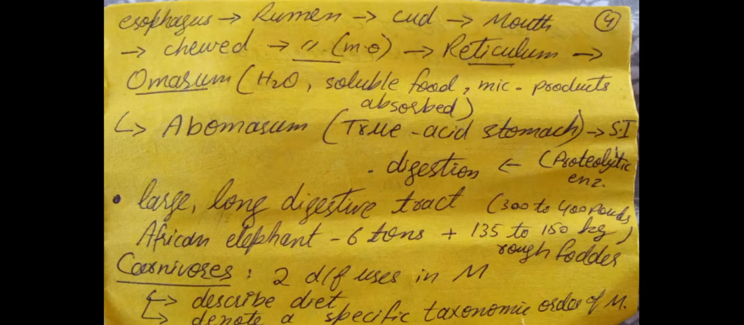From the reticulum, food enters the omasum. The third chamber of the stomach is the omasum, where water, soluble food, and microbial products are absorbed. From the omasum, food enters the fourth chamber of the stomach, that is the abomasum. Abomasum is known as the true acid stomach, important for MCQs. From here, the food enters the small intestine, where proteolytic enzymes act on the food, and final digestion takes place.